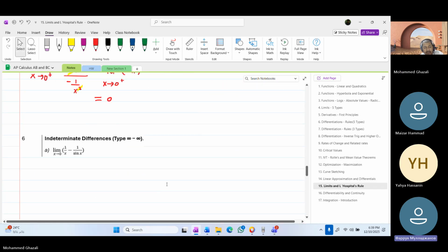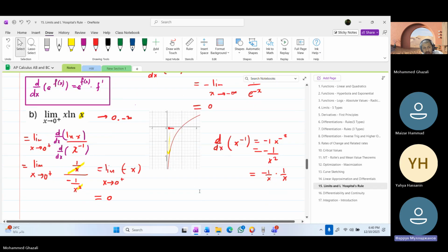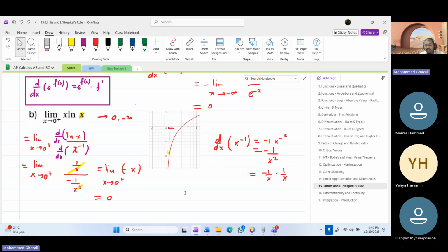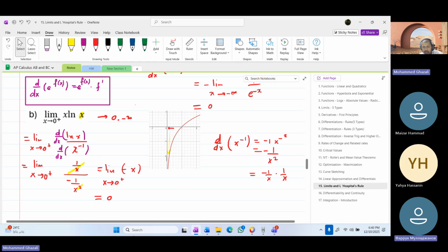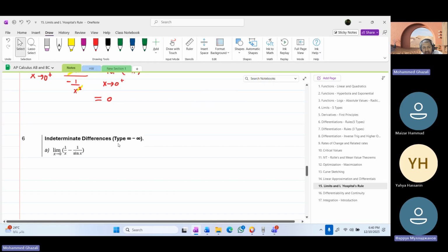Also, Mr. Ghazali, sorry, what will be in the case of addition or subtraction? We go with the multiplication and division right now. We did division, 0 over 0, infinity over infinity. Then we did 0 times infinity. Now we're going to do subtraction. The next indeterminate form is subtraction.